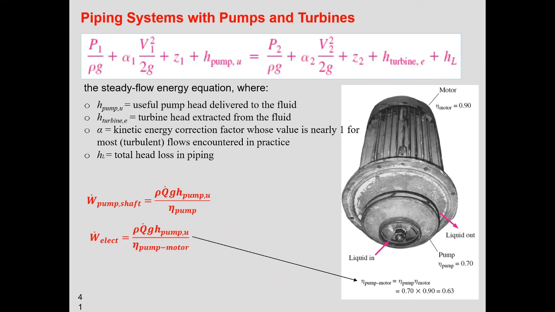Okay, piping system with pump and turbine. You can still calculate the head loss for the calculation with pump and turbine. So you already know for this part, W for the pump is rho g. Normally we use the V dot here: rho V dot g H pump. V dot and Q is flow rate. Some books use V dot, some books use Q.